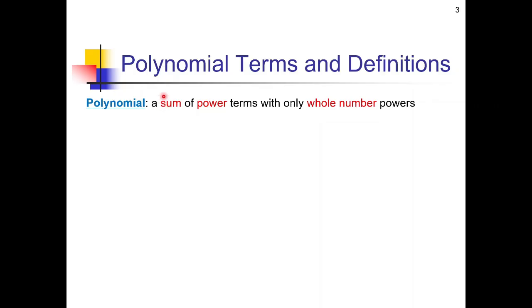First off, it's a sum, or it could be a difference. It could be either one of those, plus or minus, but we're adding a bunch of power terms together. We're not multiplying them. It's not factored out or anything like that. We've also got power terms. Those are terms that have maybe x to some exponent. That's what we're talking about.